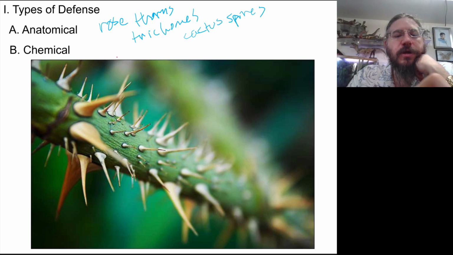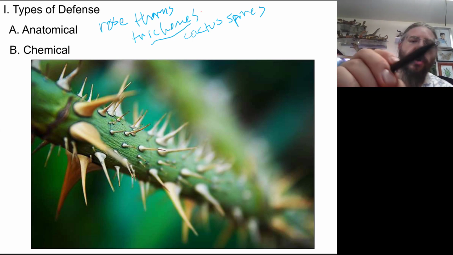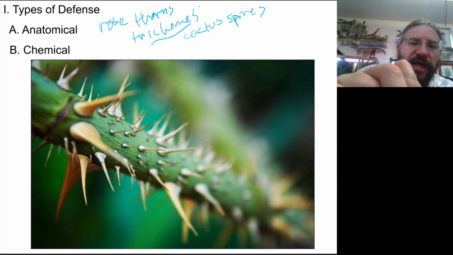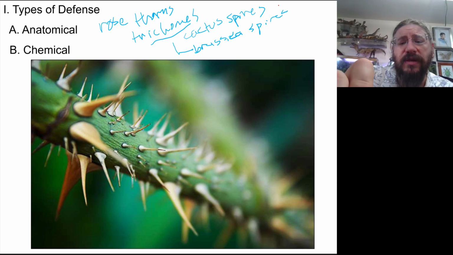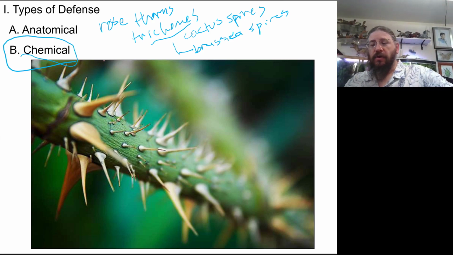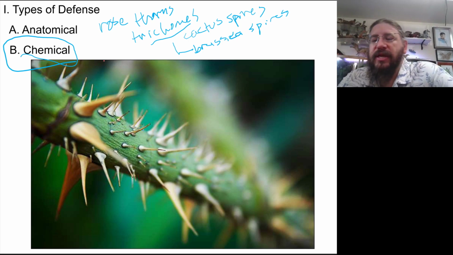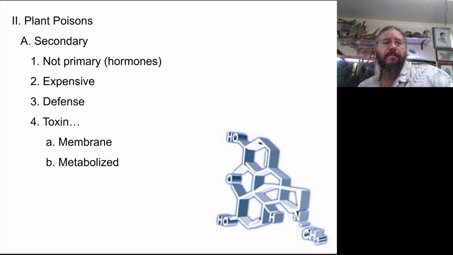Chemical, speaking of the glue associated with those defensive trichomes. So more like our brassica spines would be a purely anatomical defense. The tomato glue falls into chemical defense. So chemical defense: poisons, irritants, etc. My favorite biological category. So let's talk about poisons.